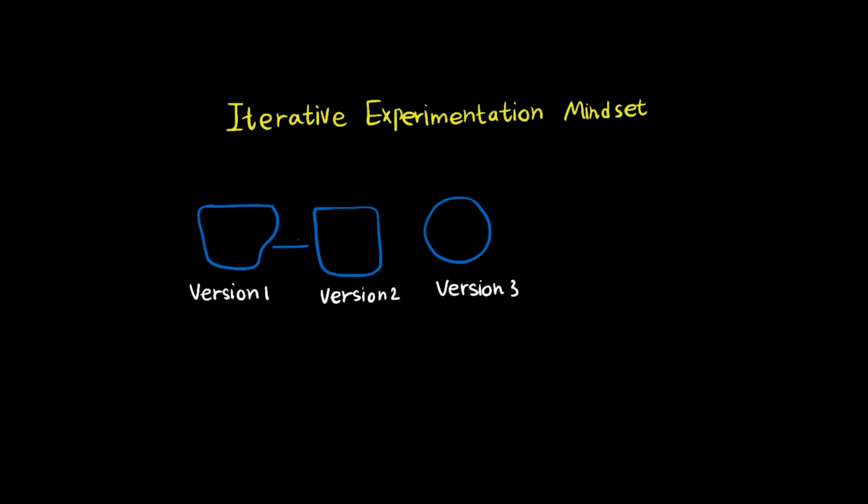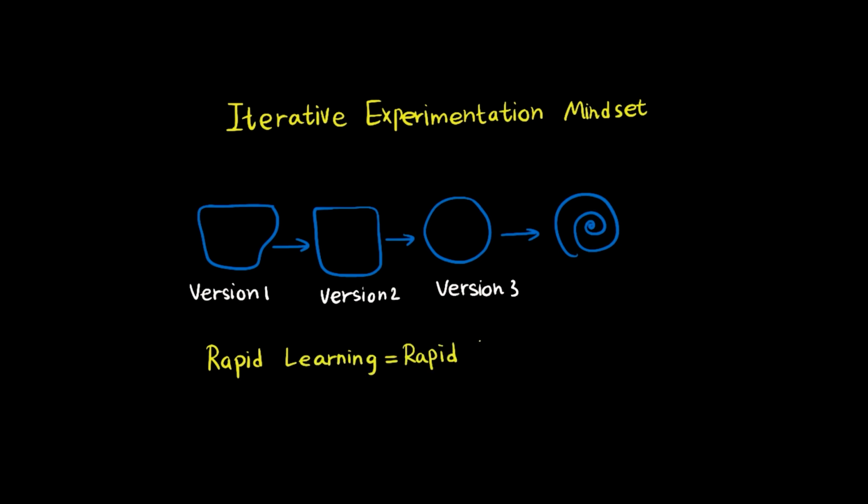This approach removes the paralysis of perfectionism that kills creativity. When everything is an experiment, people feel free to try wild ideas. The magic isn't in getting it right initially, but in rapid learning cycles.